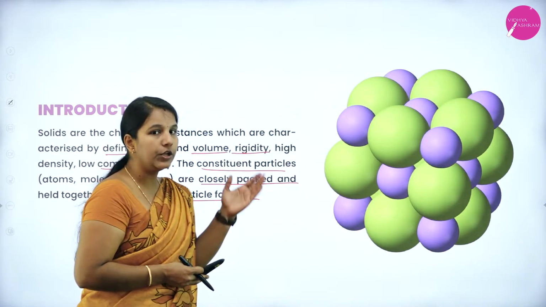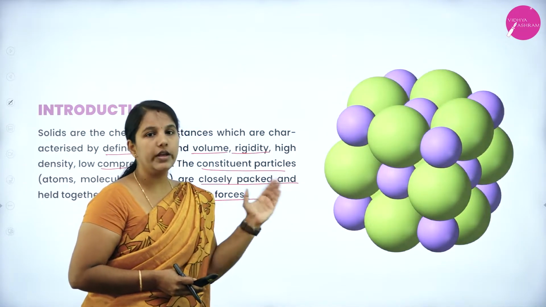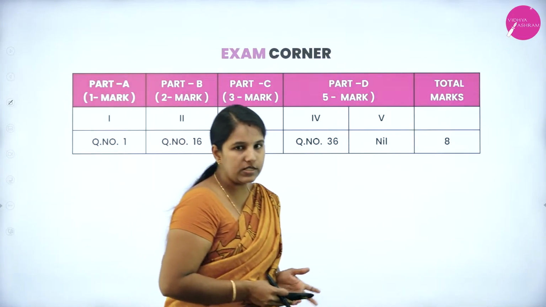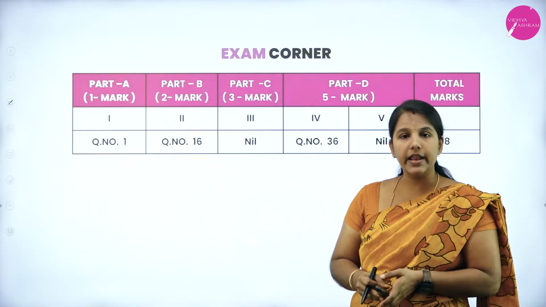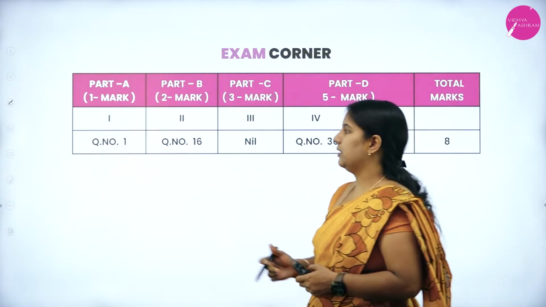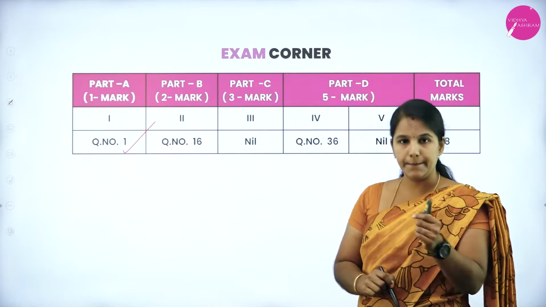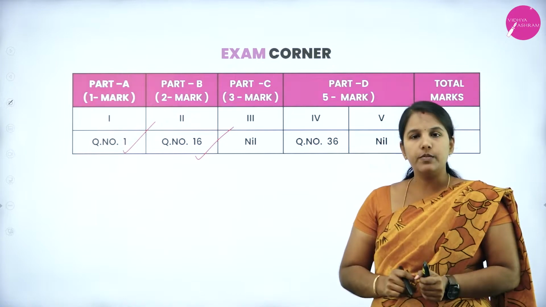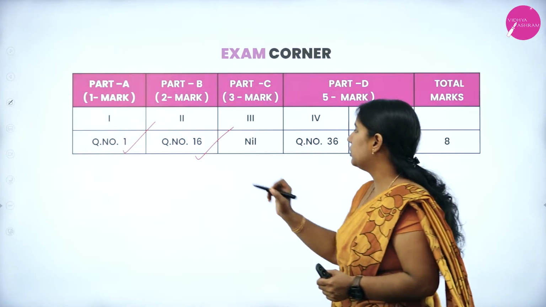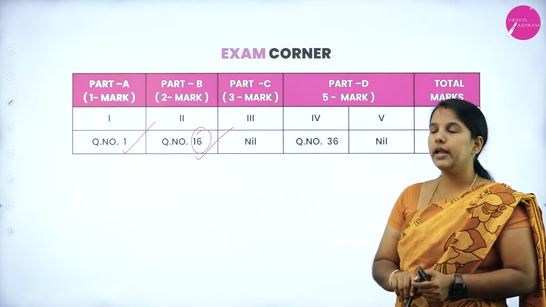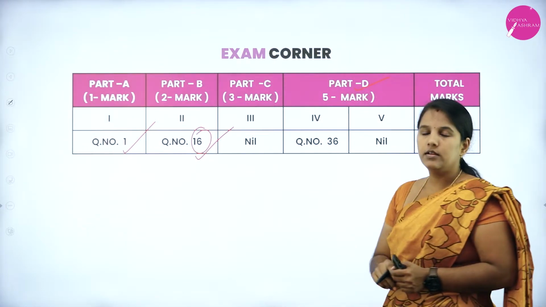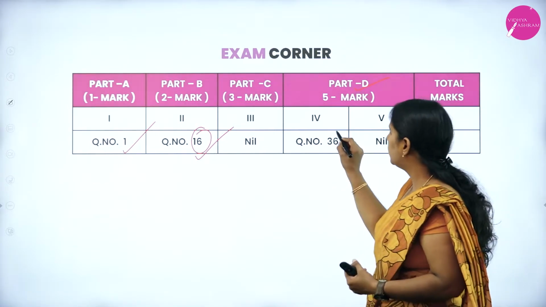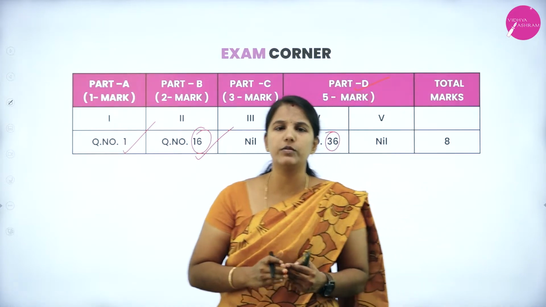More about this unit, we are going to understand in the unit called solid state. Okay, let us see the weightage of this unit. From this unit, we can expect 8 marks. In that, we can expect one question in Part A, that is a 1 mark question, and we can also expect a 2 mark question in Part B, that is question number 16, and also in Part D, that is from physical chemistry, you can expect one 5 mark question. In that, question number 36 will definitely come from this unit.